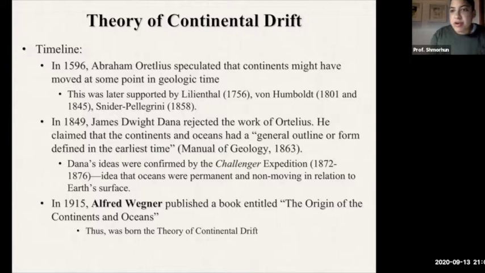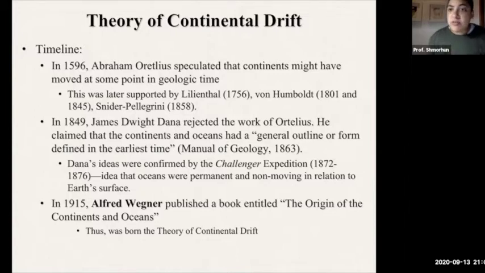But it wasn't until about 300 years later, when James Dwight Dana came along in 1849, that the work of Ortelius was heavily rejected. He claimed that the continents are fixed in their position, that through time the Earth had slowly cooled, and as it was cooling, molten rock had formed these continents, and that these continents are just fixed in the position they took when this original molten rock cooled. His ideas were later confirmed by the Challenger expedition from 1872 to 1876.